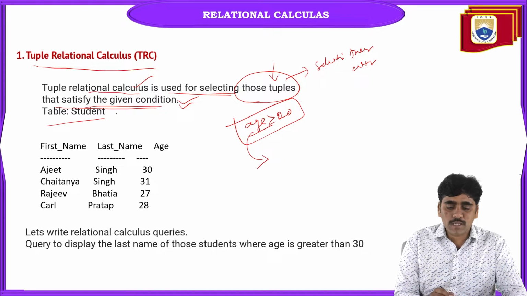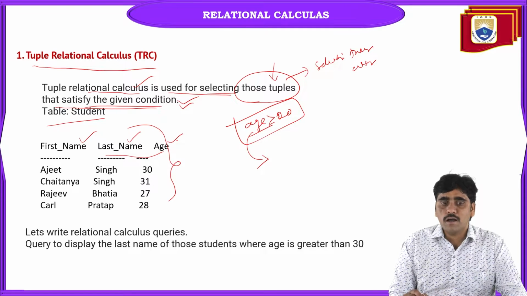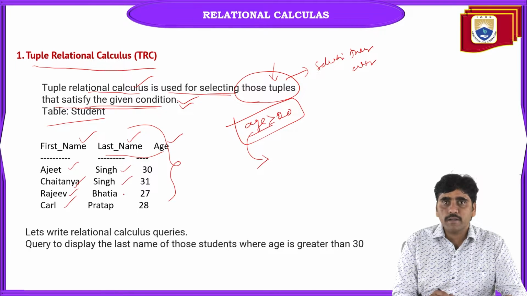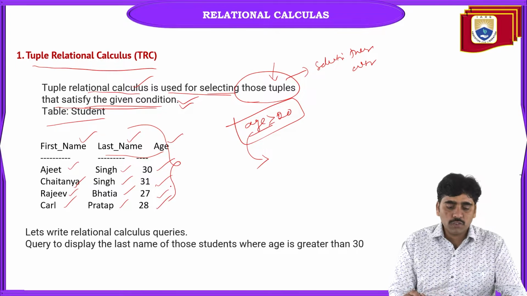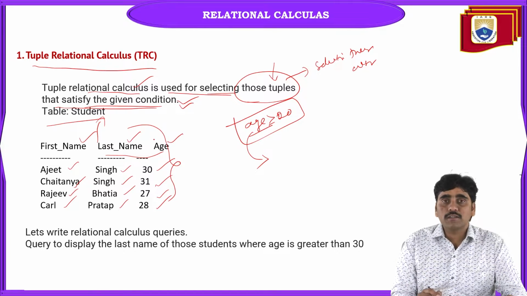So consider this example: the student table. It contains first name, last name, and age. These three are the attributes. The first names are Ajit, Chaitanya, Rajiv, Kal. Last names are Singh, Bhatia, Pratha, and age is 30, 31, 27, 28. So you have all the details about first name, last name, and age for the student table.